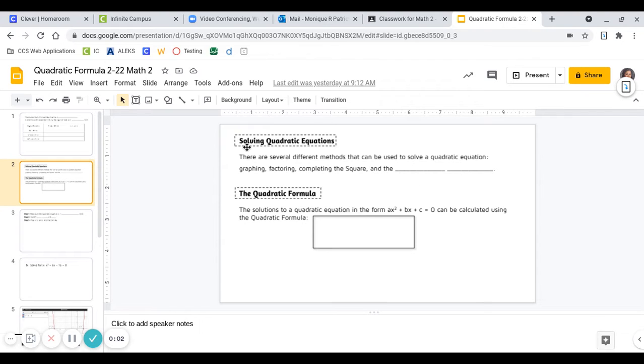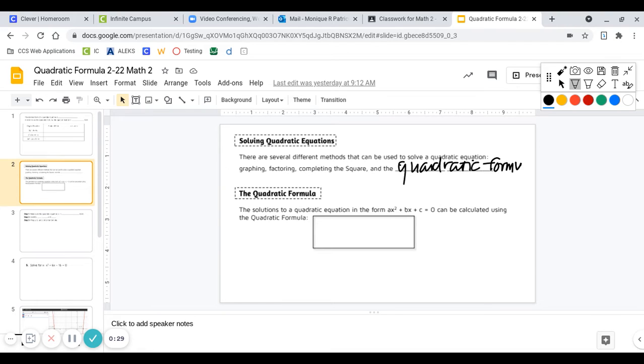All right, so solving quadratic equations, there are several methods that can be used to solve a quadratic equation: graphing, factoring, completing the square, and the quadratic formula. You don't have to write this part. This is just for you to know. So we have already learned graphing, and now we're learning the quadratic formula.